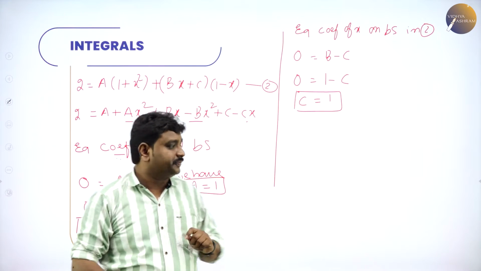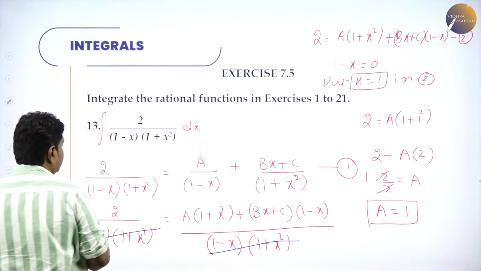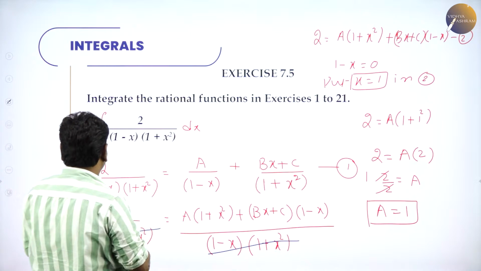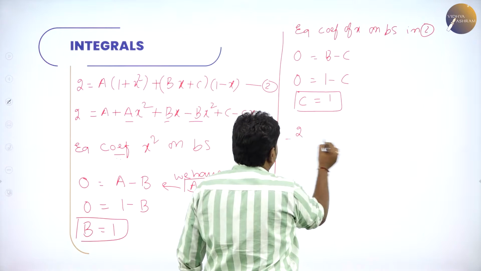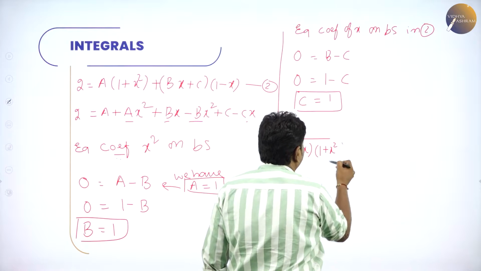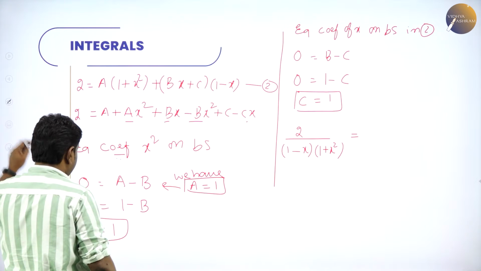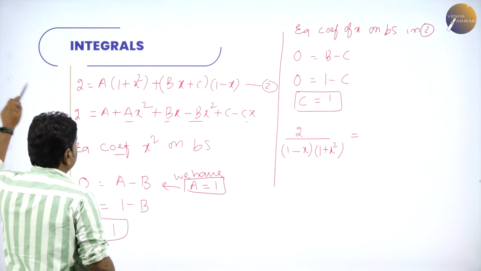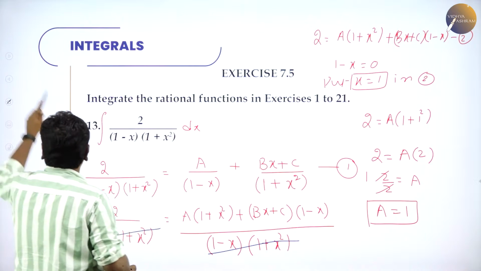So substitute it. Now if I substitute the values of a, b, c in the equation. So this is the equation. What is that? 2 divided by 1 minus x into 1 plus x square. We can write it as a by 1 minus x, plus bx plus c by 1 plus x square. What is the value of a? A is 1.